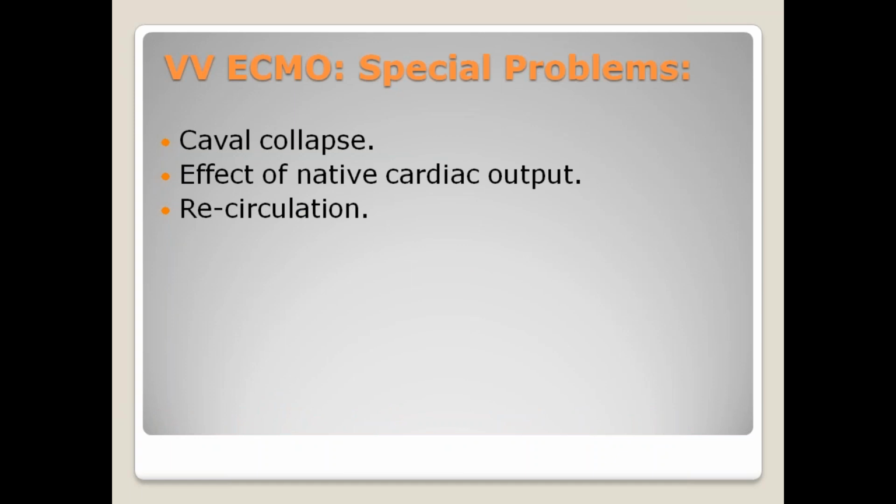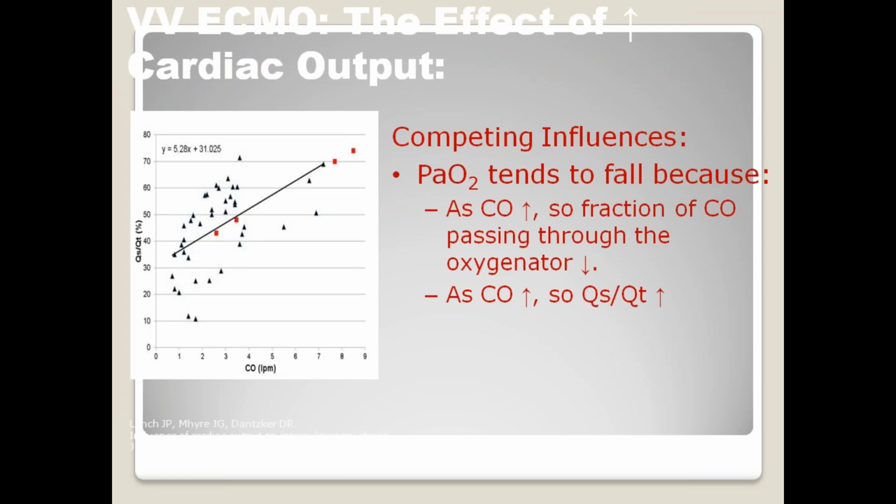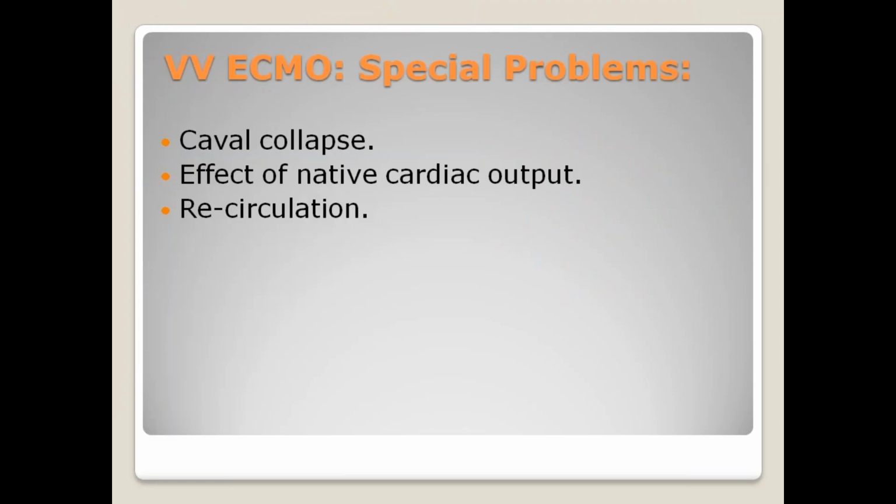So what are the problems we come across with VV ECMO? Cannula collapse, that is the suction effect, which I already discussed. Effect of native cardiac output. As soon as the cardiac output increases, your ECMO flow is the same, you get hypoxia because the dilution effect will be more. In that case, you have to decrease the cardiac output by sedation, by controlling the temperature. If the patient is on inotropic support, come down on inotropic support, etc. And the most important, that is recirculation, which I discussed.